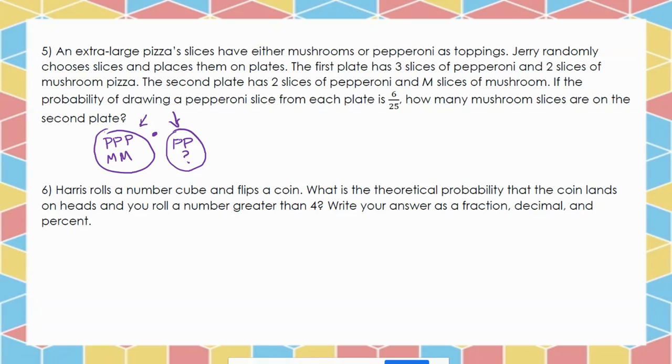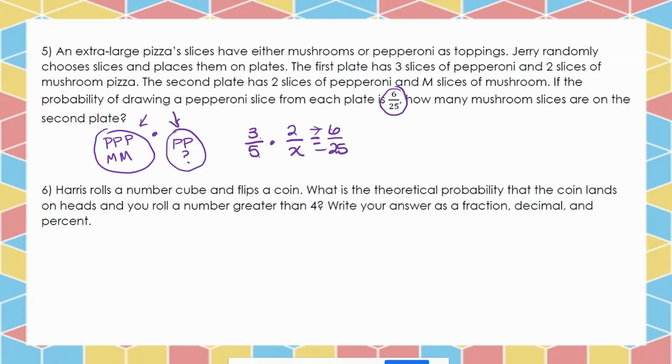Well, my first probability of pepperoni is that there are 3 pepperoni out of 5 total slices because there are 5 total slices on this plate. On my next plate, I know that there are 2 pepperoni out of I don't know how many slices. I know that when I multiply these together, I get a compound probability of 6/25. Well, 3 times 2 is 6, so this works.